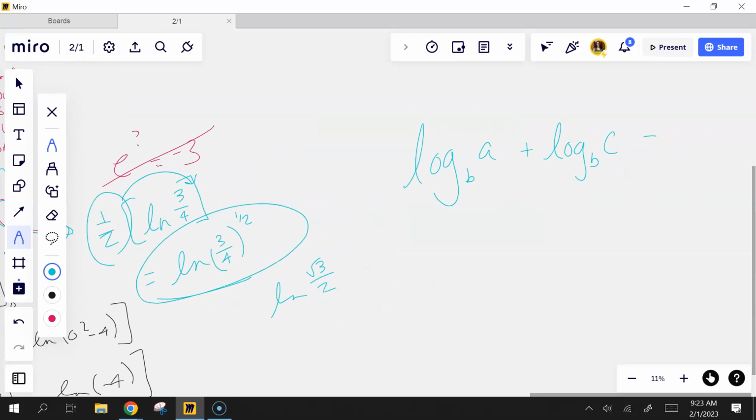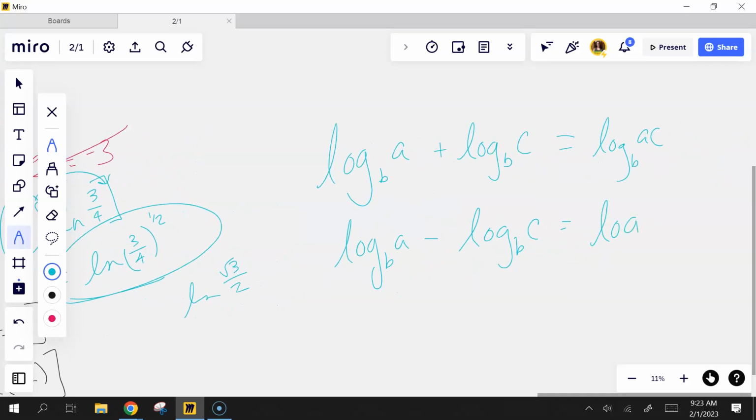If you're adding, you can combine them with multiplication. If you are subtracting, this is all if they have the same base, you can divide. And if you have a number out front that you're multiplying, you can bring that around as an exponent. Know those 3 properties backwards and forwards.